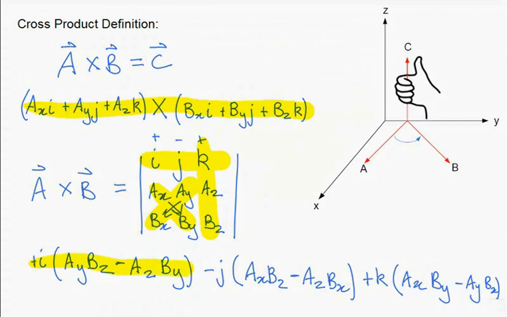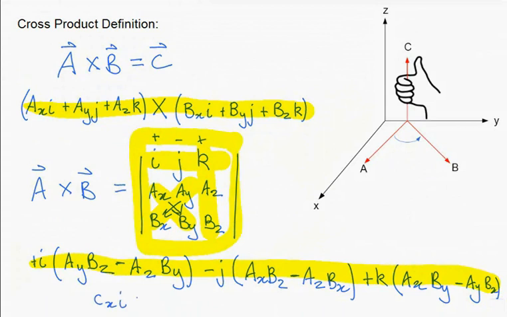This is the general form for the solution to the determinant of this matrix. This would then be simplified into a form of CXI plus CYJ plus CZK by simplifying inside these brackets.